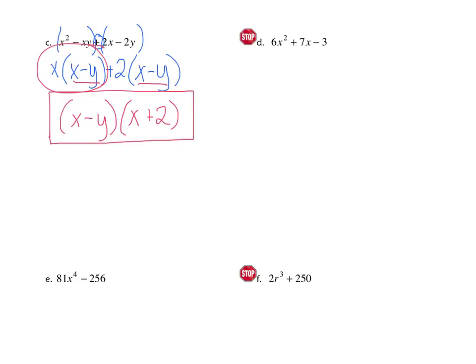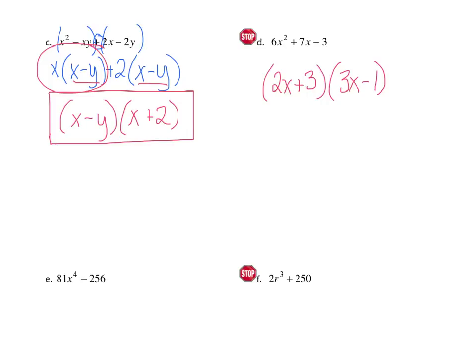Okay, please go ahead, pause the video, and attempt part D on your own. The answer you should have gotten is 2x plus 3 times 3x minus 1. And again, it was 3 terms. You could have done the box method if some of you are more comfortable with that, or splitting the middle term.